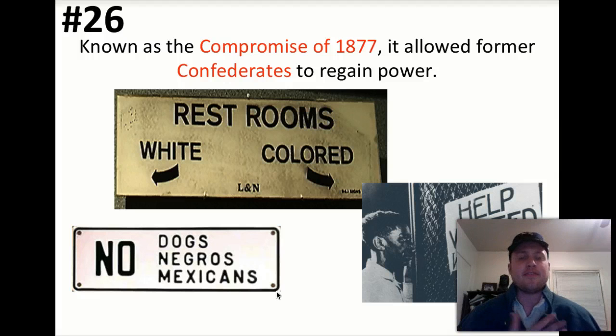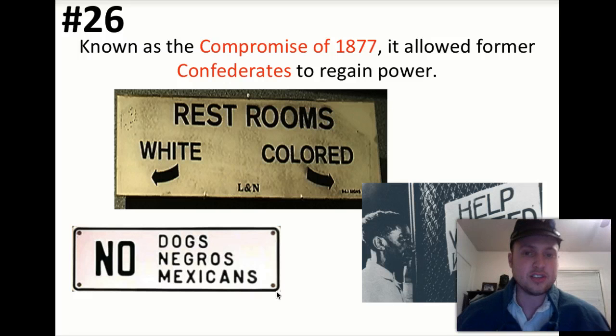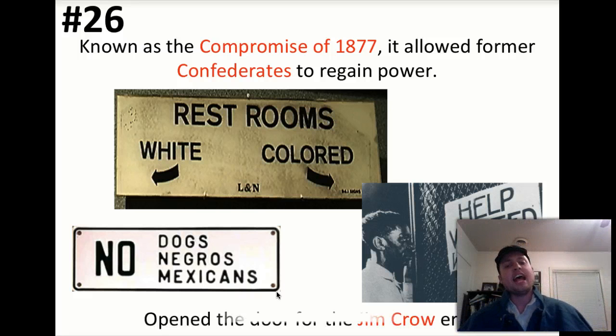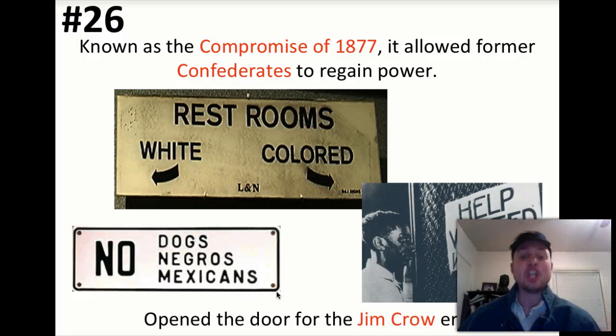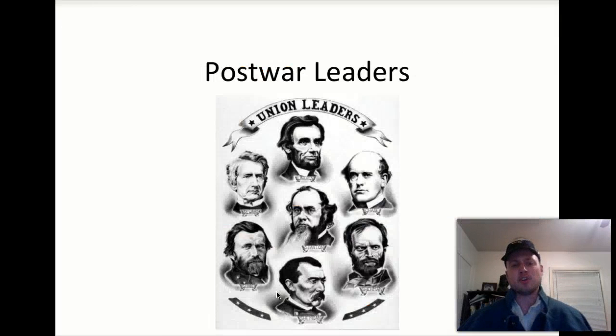But think about it, if guys like me are out of the South, that allowed former Confederates to regain power, and they quickly imposed segregation. It opened the door for the Jim Crow era, the era of segregation. So 26 is loaded. Compromise of 1877, Confederates regain power, opens the door for the Jim Crow era.